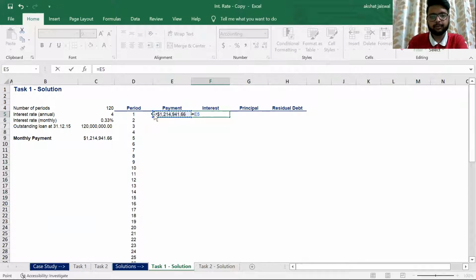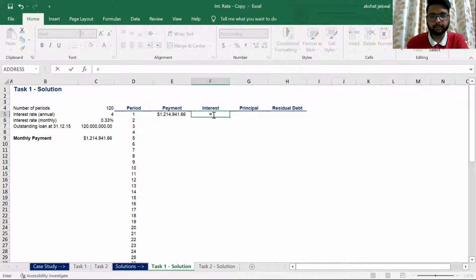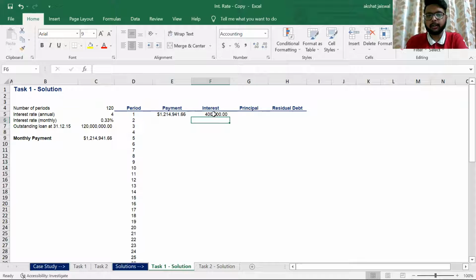Yeah, this value into the outstanding loan amount and click enter. Oops, sorry. One second. This will be equal to... so interest, you have to find the interest rate, right? So it is 0.33, which is this value into the outstanding loan amount. Click. And so this will be your interest, 4 lakhs.